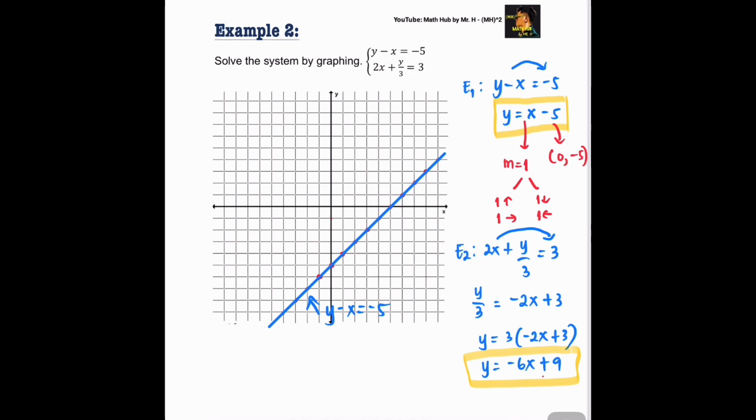Alright, let's graph this equation. So this is the y-intercept at (0, 9), and then we go 6 units down and 1 to the right. So this is the next point. That is the graph of the second equation. This is the solution. Therefore, (2, -3).